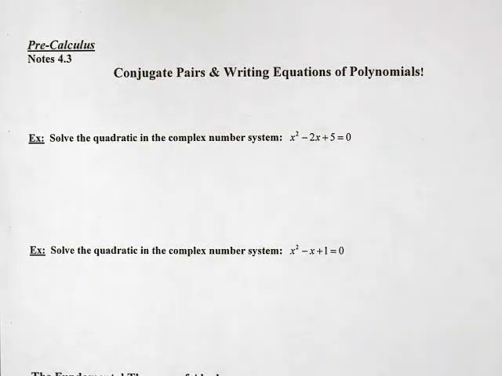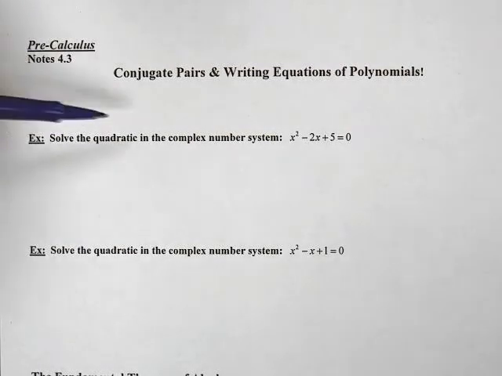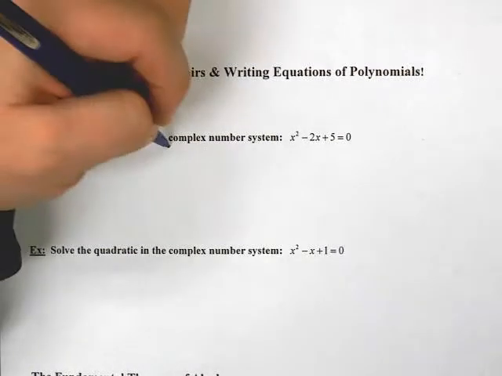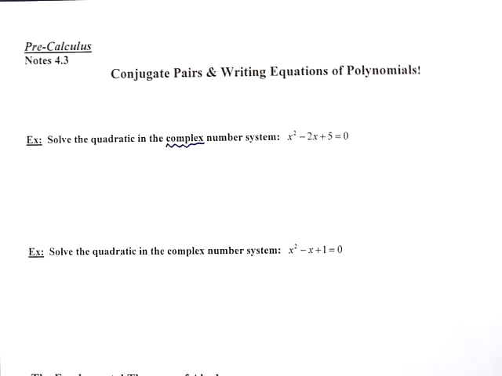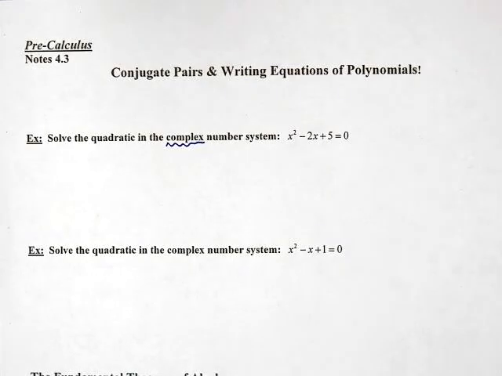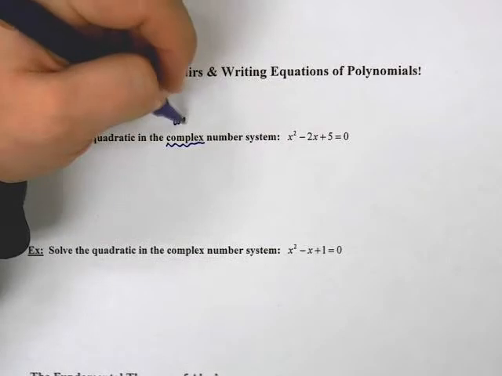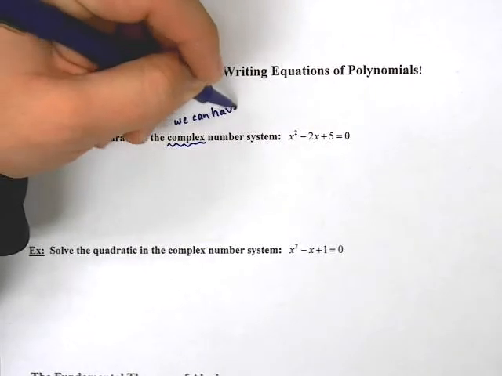Today we move forward. We're technically in 4.3 now. We're including imaginaries. So we're going to do some easier stuff to start, just to reintroduce the idea of imaginaries to you, and then we'll move on from there. This first example says that we need to solve a quadratic, but in the complex number system now. We're not talking reals anymore, we're talking complex. So we can have i's. That's what that means.